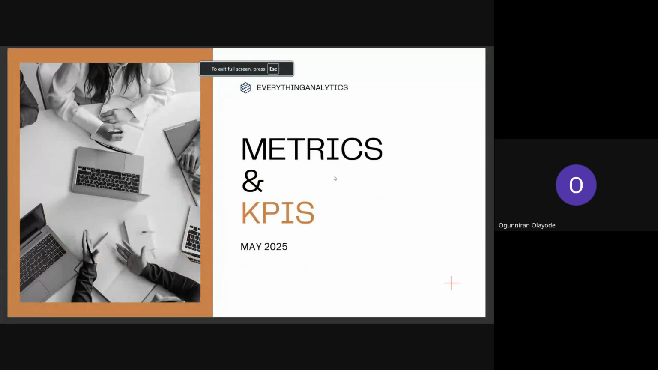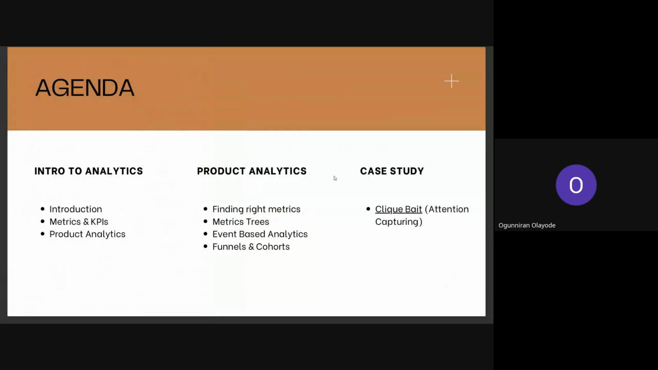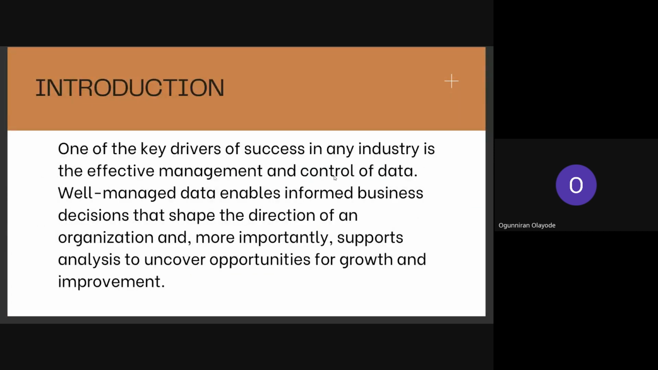Okay, so I believe you can all see my screen now. Last time what we talked about is metrics and KPIs, and I'm just going to go through all this. We said that the success of every company is the effective management of their data and how they control it. So let's say, for example, a company is collecting data. If you don't manage it or use it very well, then it is of no use and they are just wasting money.